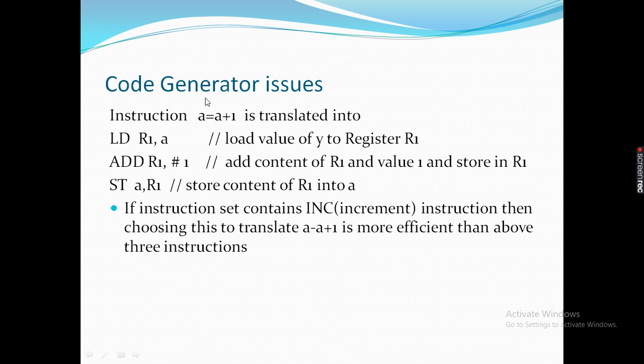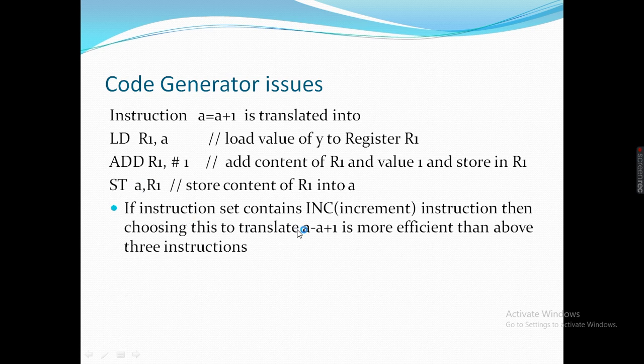Now we have to store the complete result back to variable A. For that, choose the ST instruction from the instruction set. ST A comma R1. So this instruction will store the content of register R1, that is A plus 1, into variable A.